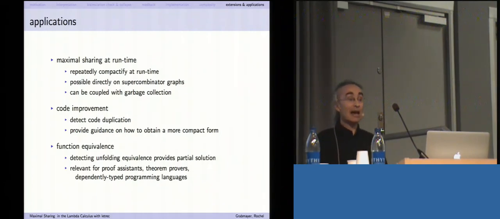And the last application, possibly interesting, is function equivalence, namely unfolding equivalence clearly provides a partial solution for the undecidable function equivalence, and deciding unfolding equivalence may be relevant for proof assistants, for theorem provers, and for dependently typed programming languages.